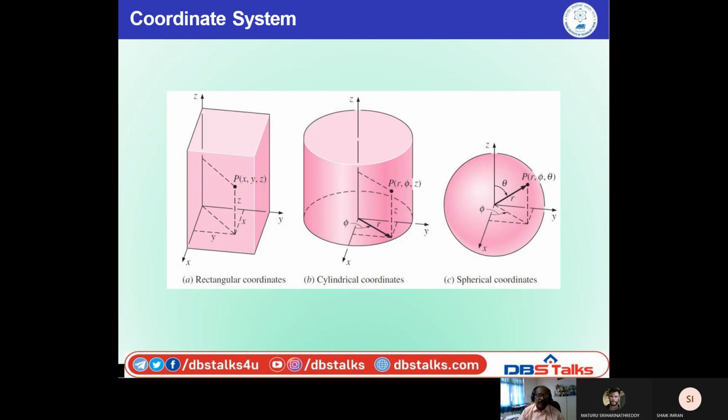So in a rectangular slab, we are applying the Cartesian coordinate system. Cartesian coordinate system means there is an x-axis, a y-axis, and a z-axis. If you take any element, any point, this point will be defined by 3 coordinates x, y, z. That is called Cartesian coordinates.